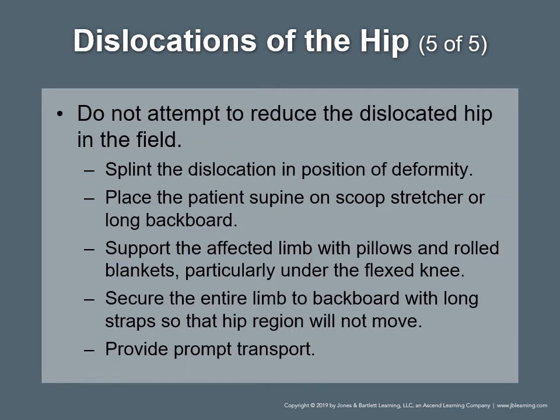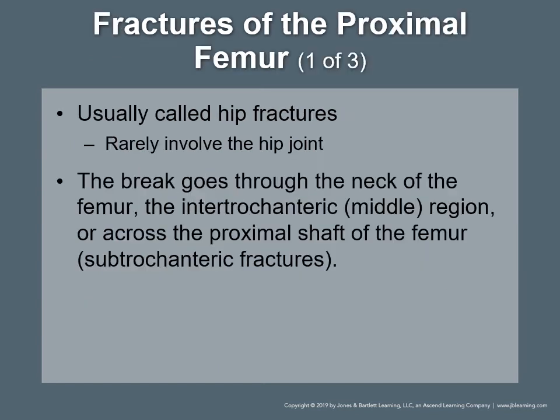Do not attempt to reduce the dislocated hip in the field. Splint the dislocation in position of deformity. Place the patient supine on scoop stretcher or long backboard. Support the affected limb with pillows and rolled blankets, particularly under the flexed knee. Secure the entire limb to backboard with long straps so that the hip region will not move. Provide prompt transport.